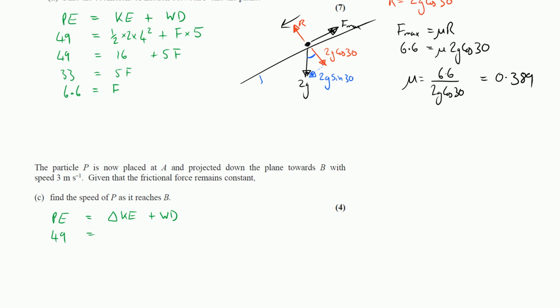The change in kinetic energy is going to be a half m, which we know here to be 2. So let's change that to a half multiplied by 2, lots of v squared, what we're interested in, the final velocity of the particle, minus the initial velocity squared, plus the work done. And the work done was 6.6 multiplied by 5. So that's to say that 49 is equal to v squared minus 9 plus 33, or to say that 25 is equal to v squared, which tells us that v must be 5.